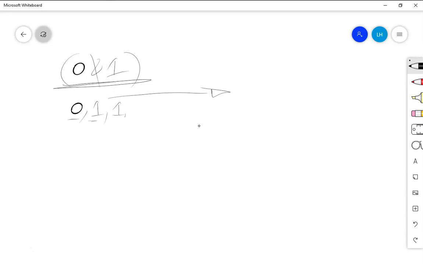Then taking those previous two numbers here, 1 plus 1, the next will be number 2. Then the next number here will be 2 plus 1, which will be 3. Now the series goes on and on. So this is what we call the Fibonacci sequence.